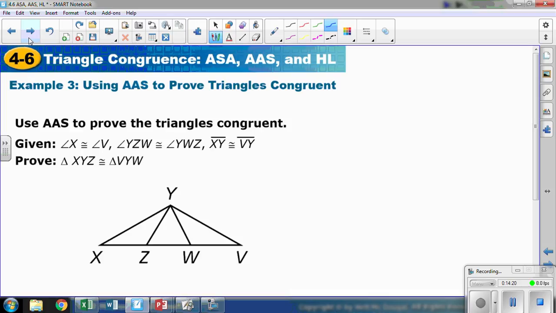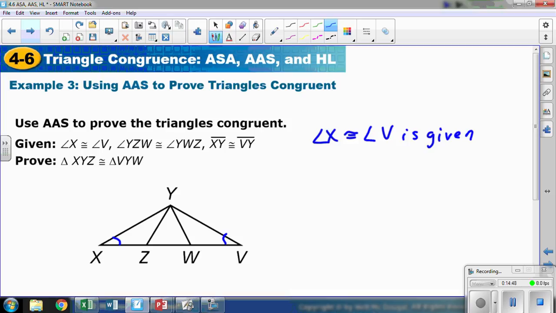Prove that these two triangles are congruent. Well, if we're going to go through and prove them, let's go through and get our checklist. The first pair of angles that we have, angle X congruent to angle B, it's given. Okay, so that's saying that one is congruent to this one.